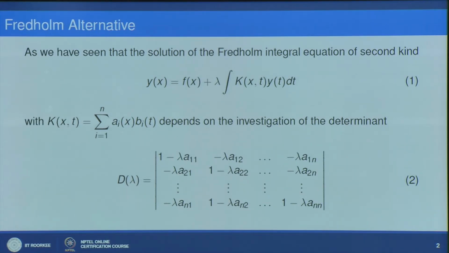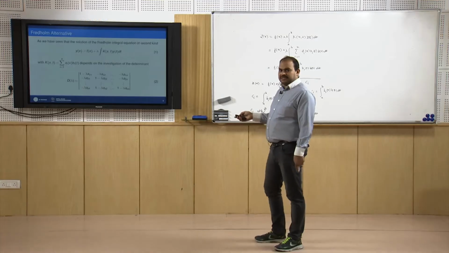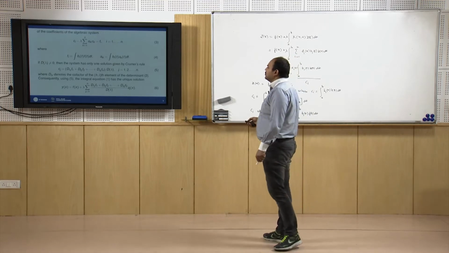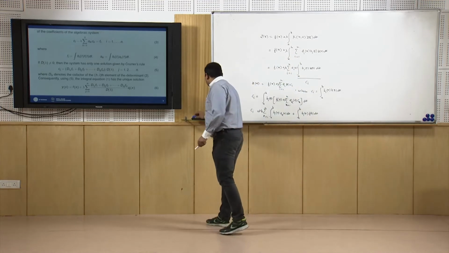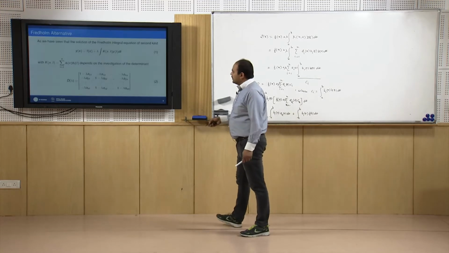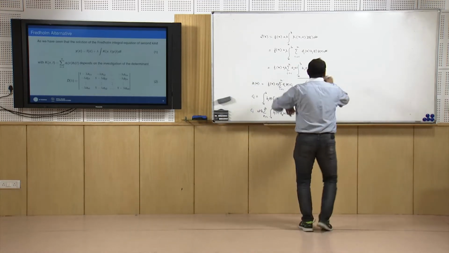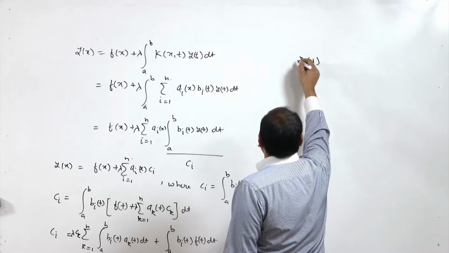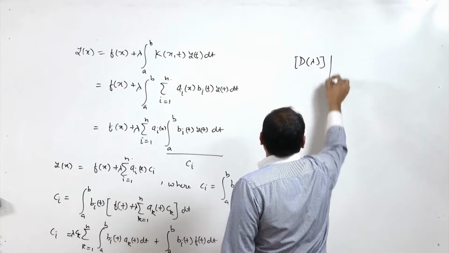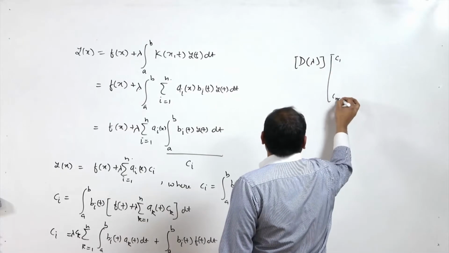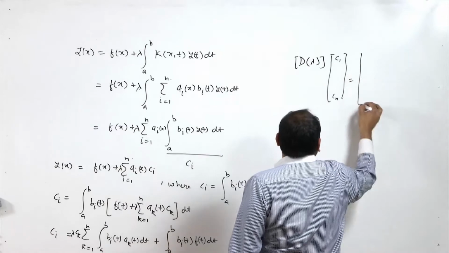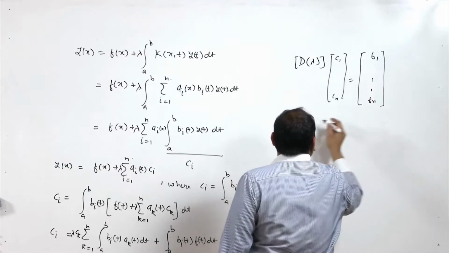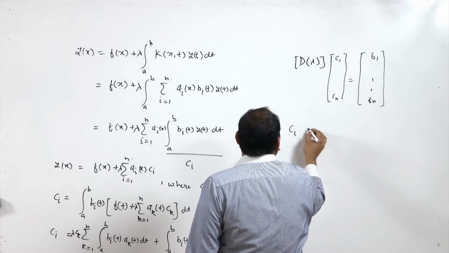This we have already discussed in the lecture on the separable kernel. So here the main thing is how to find out these Ci. If you look at D(lambda) here, we can write the matrix of D(lambda) times C1 to Cn equal to F1 to Fn, and then you can get your Ci.